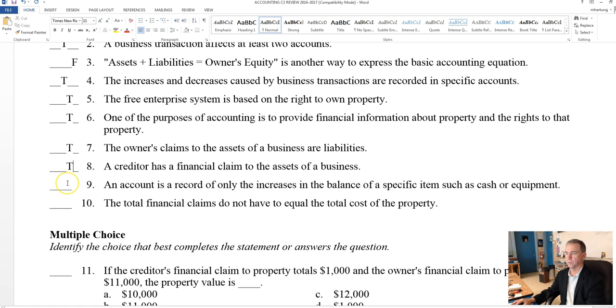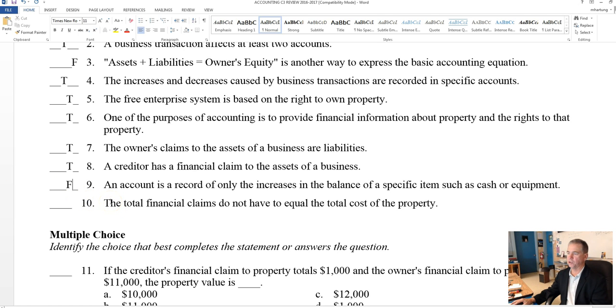True. An account is a record of only the increases in the balance of a specific item, such as cash or equipment. Well, no. It's almost true, but to make this true, it would be an account is a record of the increases and decreases in the balance of a specific item such as cash or equipment. So within accounts, we increase accounts and we decrease accounts. So this one is false.